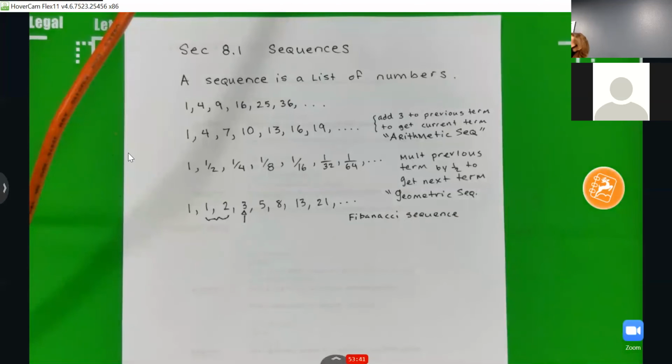So we can develop any kind of list of numbers. I started all of these with 1. I don't have to start them with 1. I could start them with something else, depending on what the rule is.